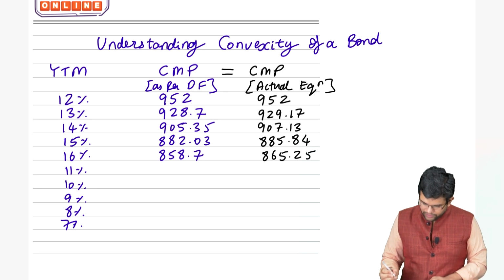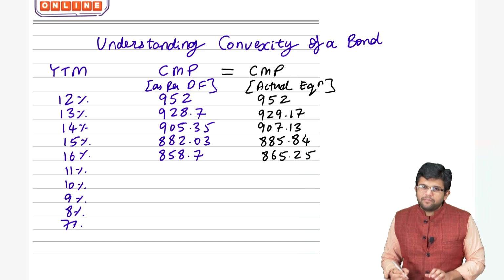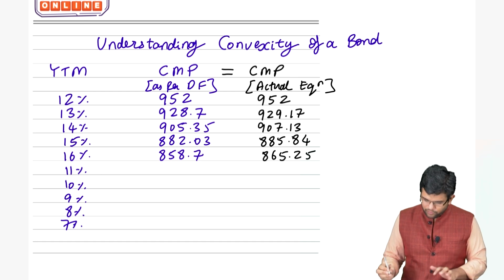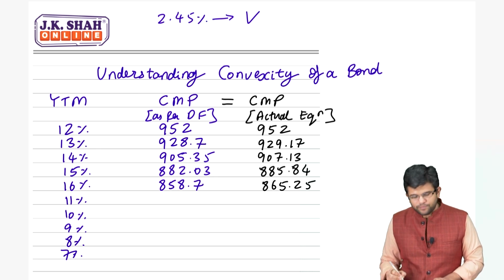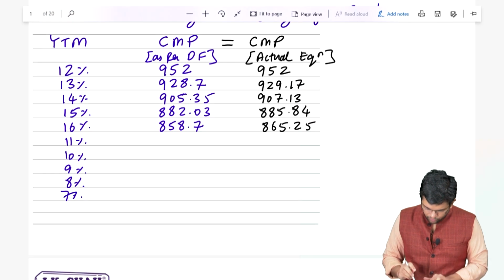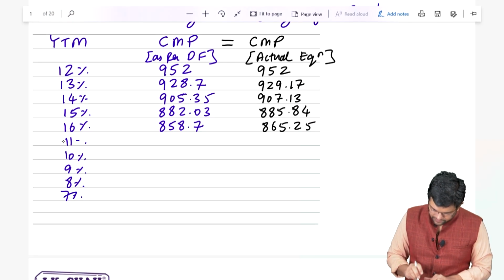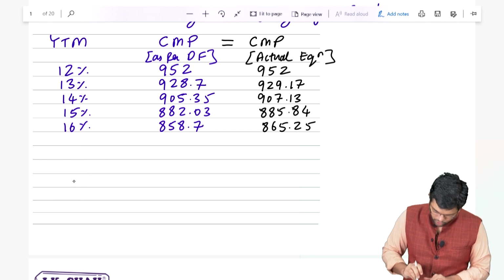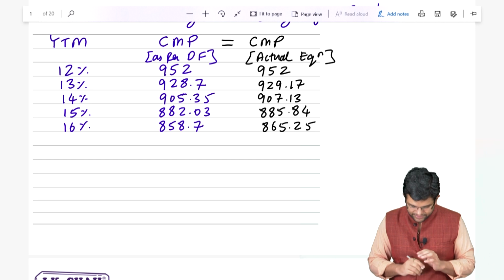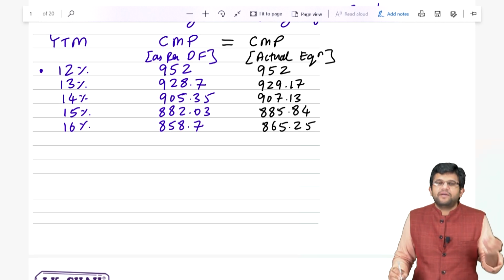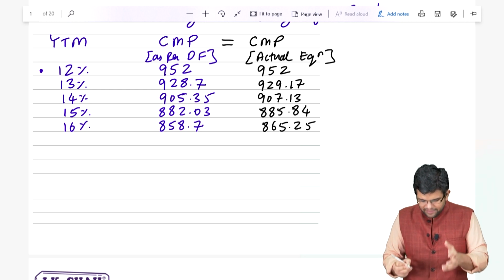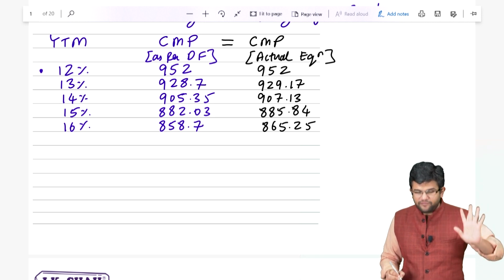First of all, do you all remember that the volatility of this particular bond was 2.45%? I'll write it down here: 2.45% was the volatility of this bond. I'll just remove these markings here, and just follow what I'm doing, and then you'll understand everything. I hope you remember that 12% was the base. The actual YTM was 12% today, and then we calculated for 13, 14, 15 and 16.